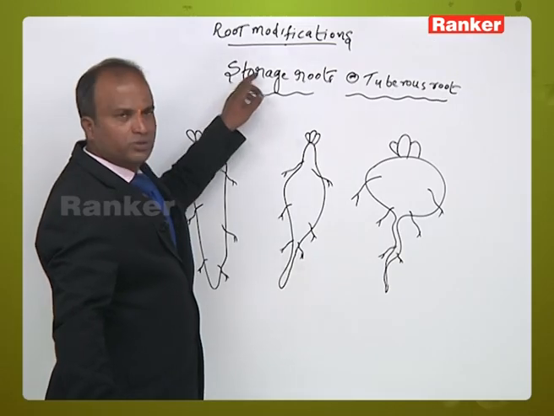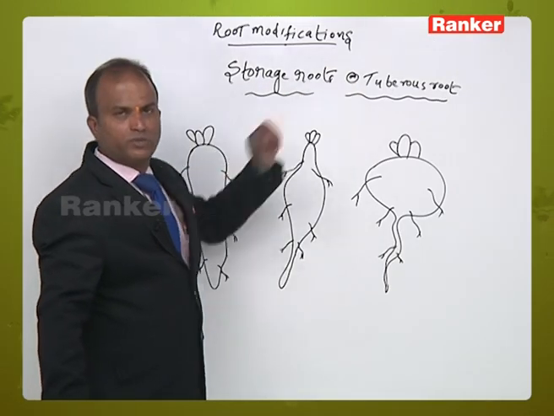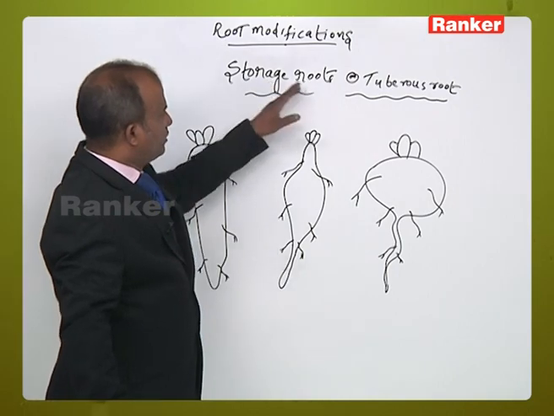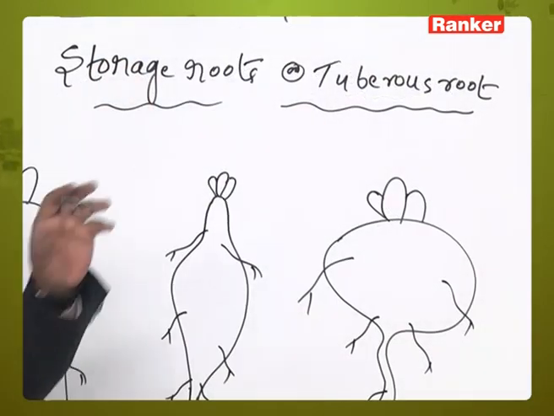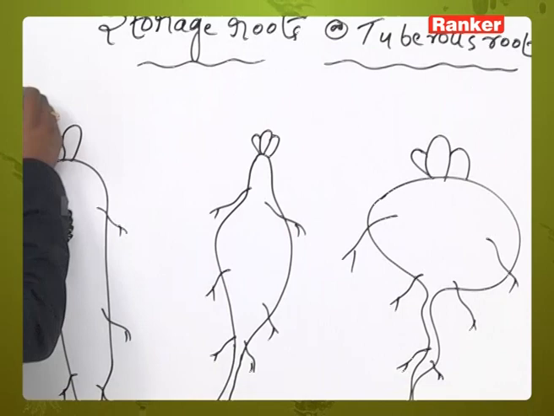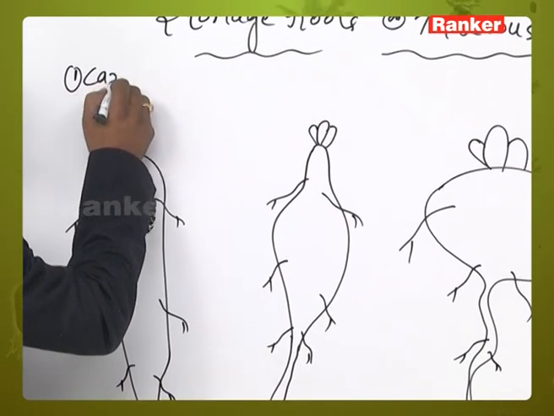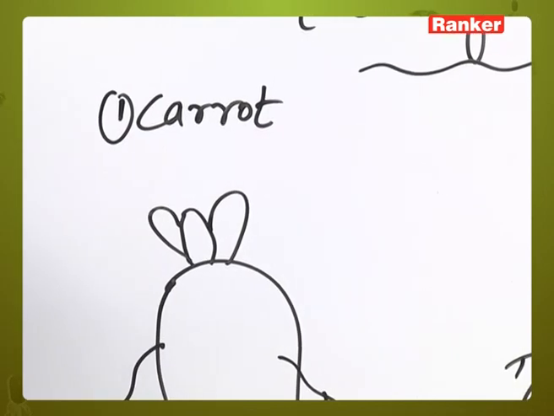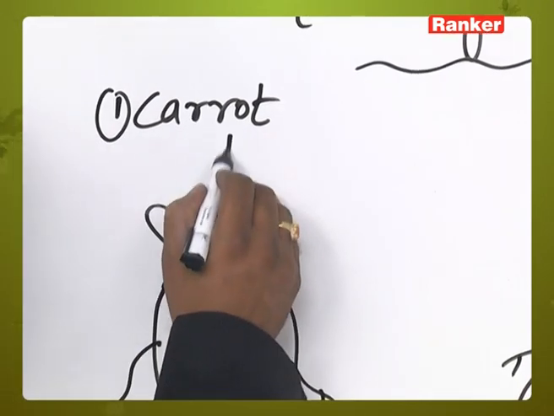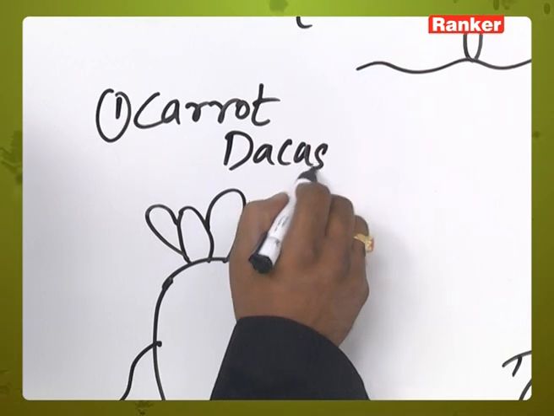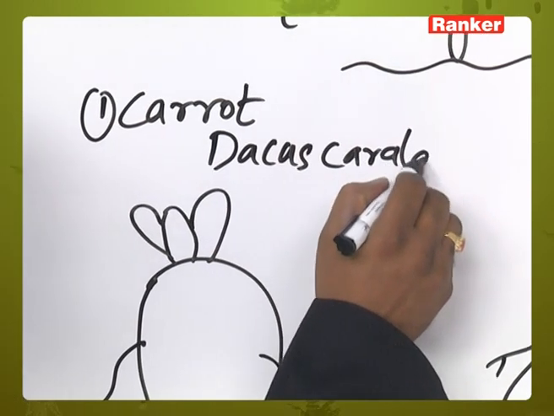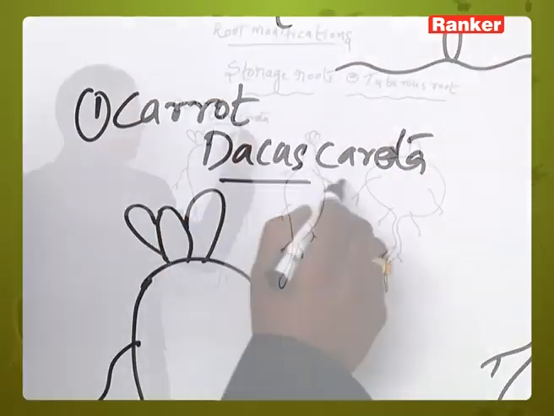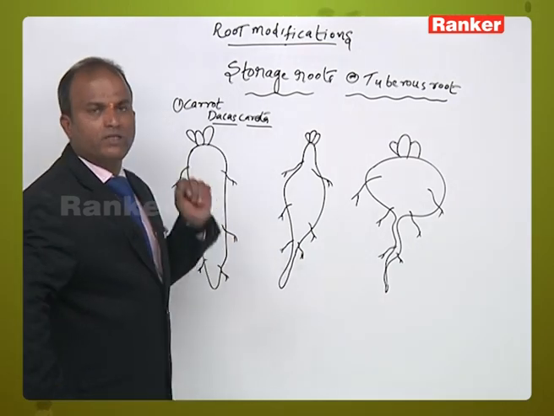So now we go to storage roots or tuberous roots. What are the main examples? One is carrot. What is the scientific name of carrot? That is Daucus carota. Daucus carota is the scientific name of the carrot.